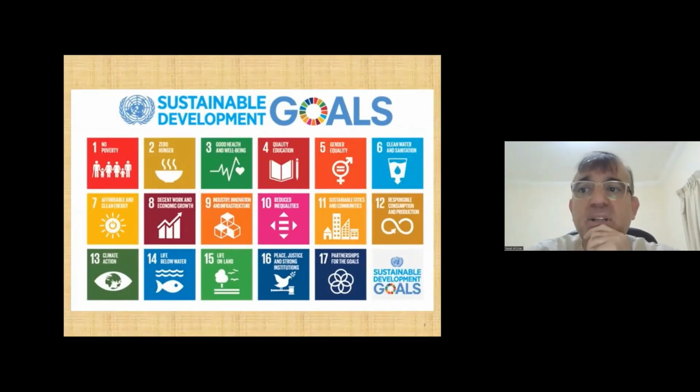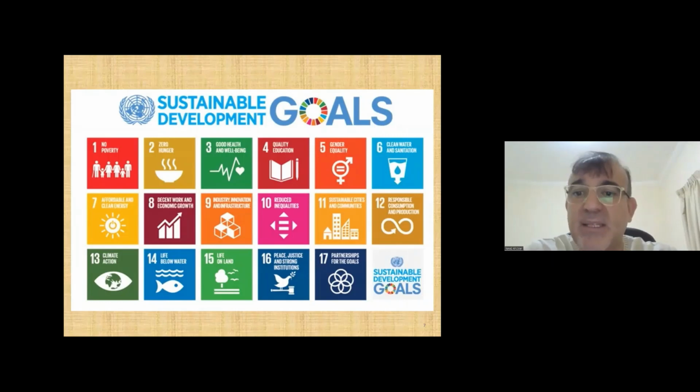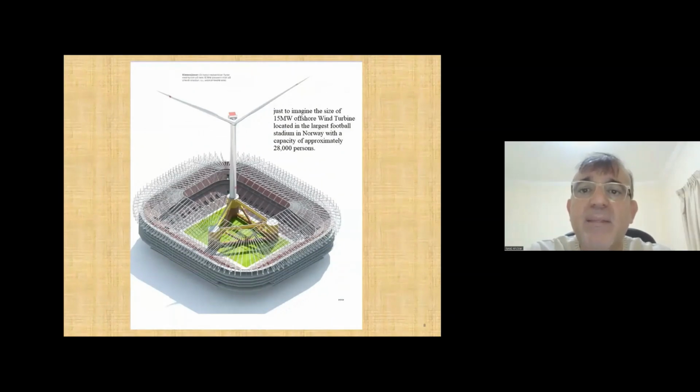With a condition put by the United Nations, we are eager to follow up the Sustainability Development Goals. There are 17 goals. It is very important to follow the instruction of the United Nations to keep our globe safe, green, and sustainable. This is an example of 15 megawatts generated using a wind turbine located in Norway, for a stadium with a capacity of 28,000 persons.